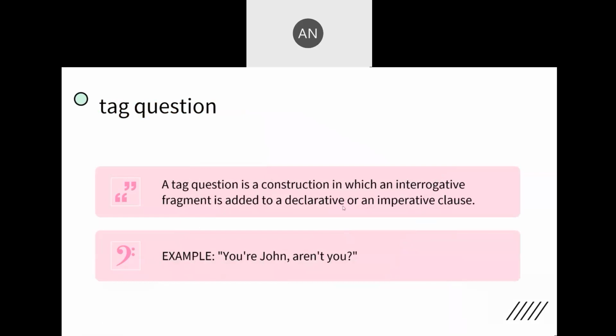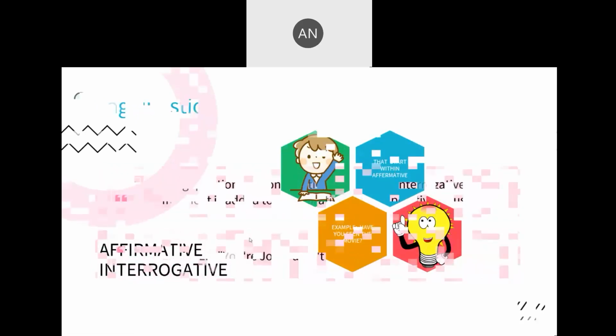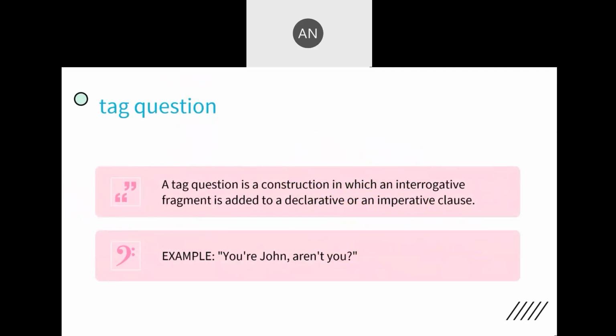A tag question is a construction in which an interrogative fragment is added to a declarative or an imperative clause. Let us simplify it. Sometimes, just to reassure what you asked, you ask a question tag. You are a bit confused about a person and you ask him, you are John? And then just to ensure it, aren't you?